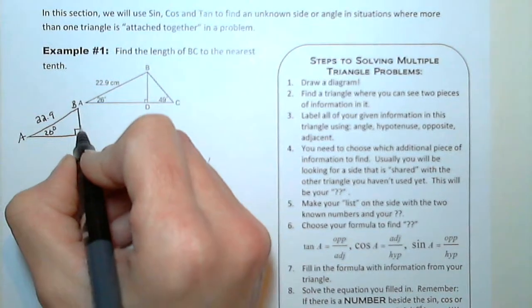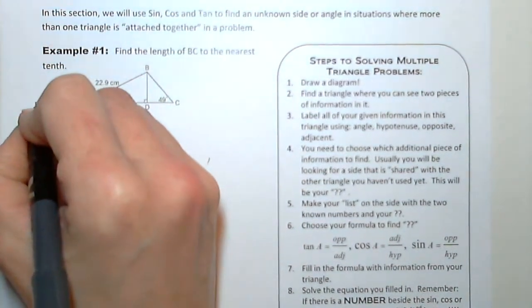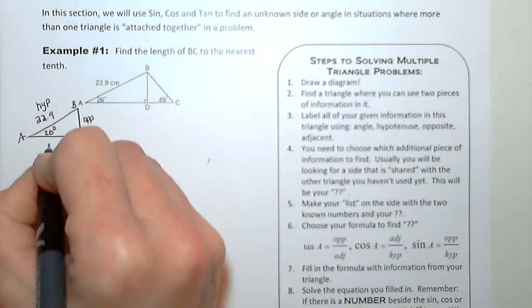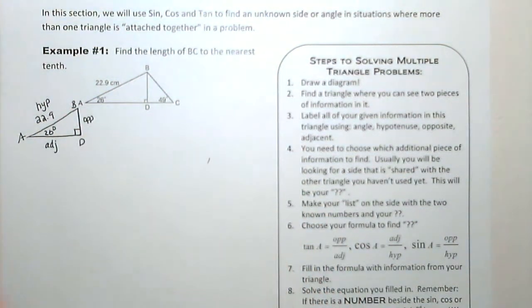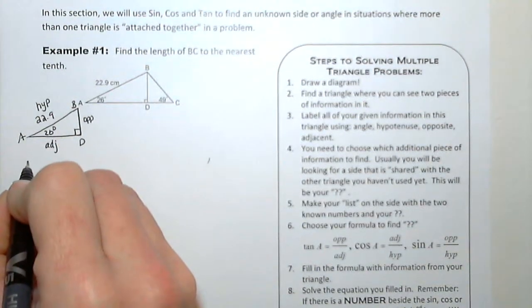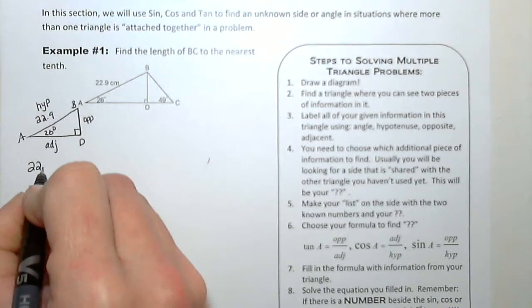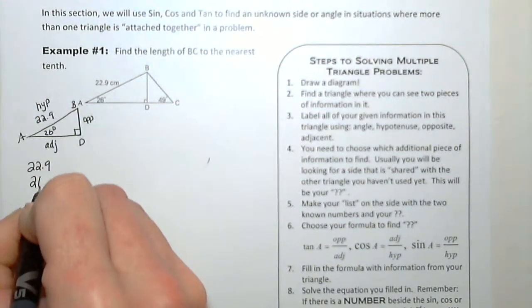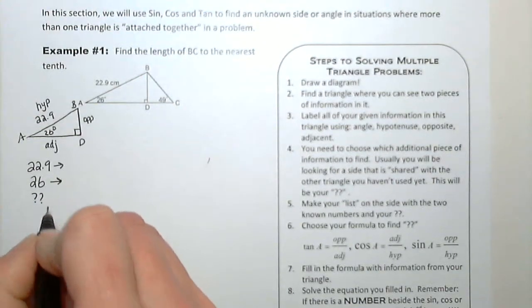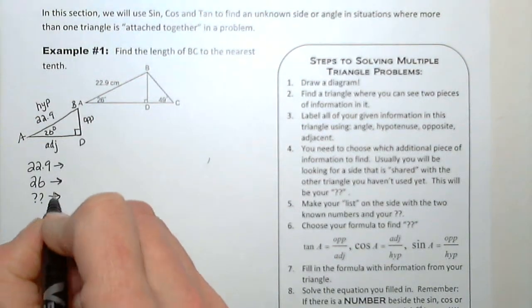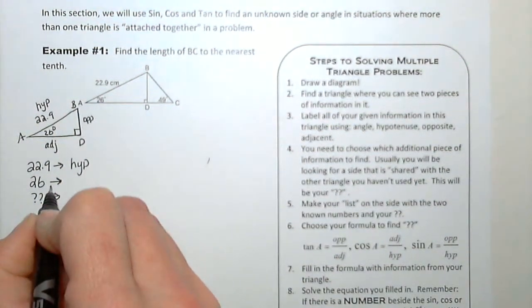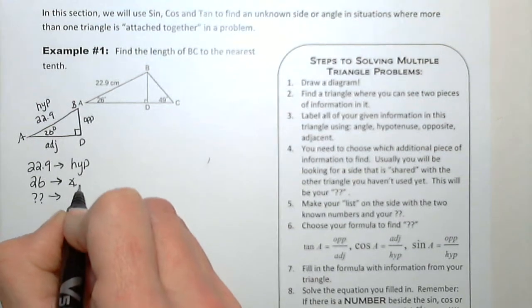We're going to label our sides. This is the hypotenuse, this is the opposite, and this is the adjacent. Once you've done that, you're going to make the list, as I call it, and the list consists of two numbers, 22.9 and 26 in this case, and our question mark. And the question mark is what you're looking to find.